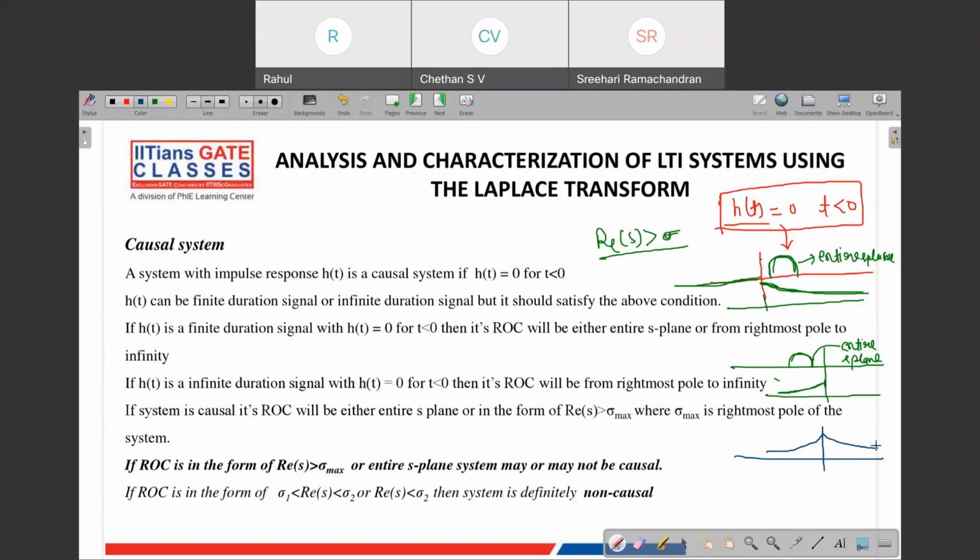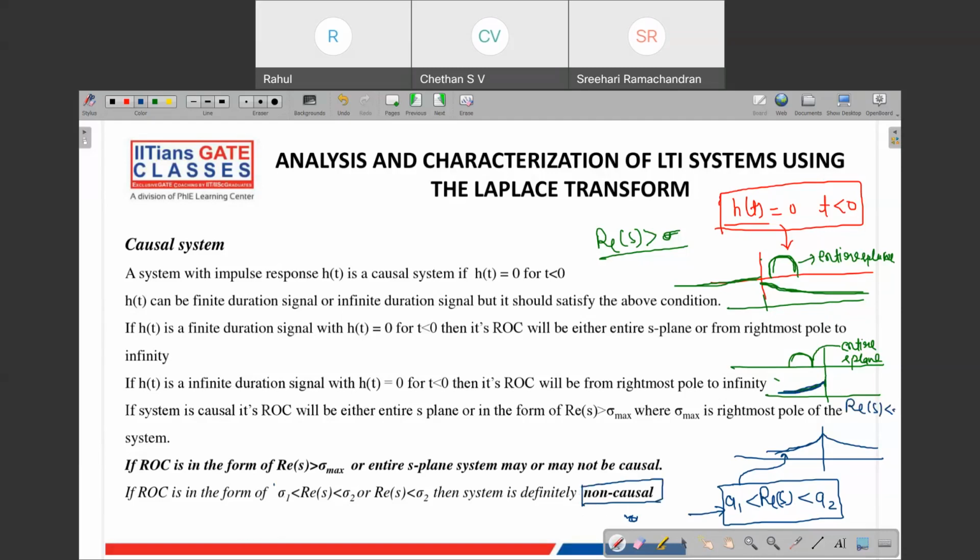So whenever you have an ROC of the form real part of s greater than some number and less than some number, we can directly conclude that this system is non-causal, because this kind of ROC corresponds to this kind of impulse response, and this kind of impulse response will definitely be non-causal. So the first conclusion is that whenever the ROC is in this form, your system will definitely be non-causal. Second, whenever the signal is like this, the ROC will be of the form real part of s less than some number. In that case also, the system will always be non-causal.